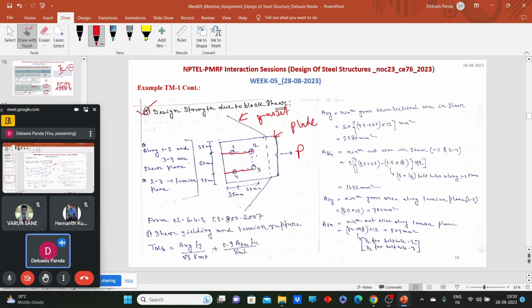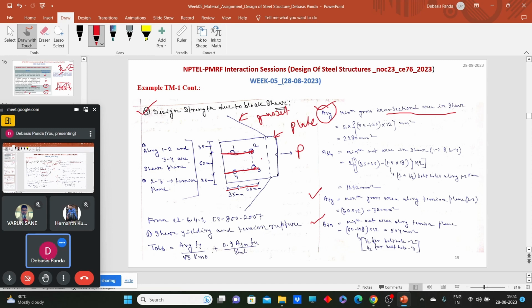First, for this kind of problem, calculate the gross cross sectional area along the shear plane, the net cross sectional area along the shear plane, the gross cross sectional area along the tension plane, and the net cross sectional area along the tension plane. So how can we calculate here? The end distance is given as 35, the pitch distance is given as 60. What will be the value of Avg, that is the gross cross sectional area in the shear plane? That means we need to calculate the area of 1-2 and 3-4, the gross cross sectional area without the bolt hole.